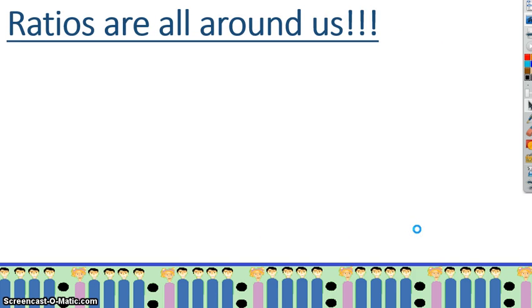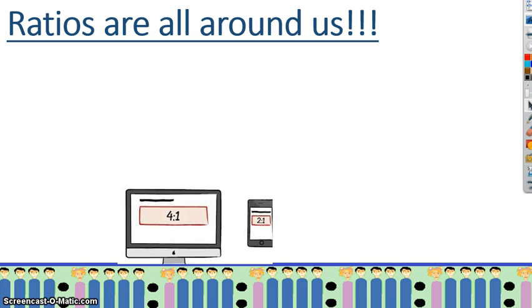Now you may be thinking, what is a ratio? But you've encountered them many times in your life. They're all around us. Your iPod, your computer screen, they have what's called an aspect ratio. A width to height ratio. Your iPod has a height to width ratio as well.